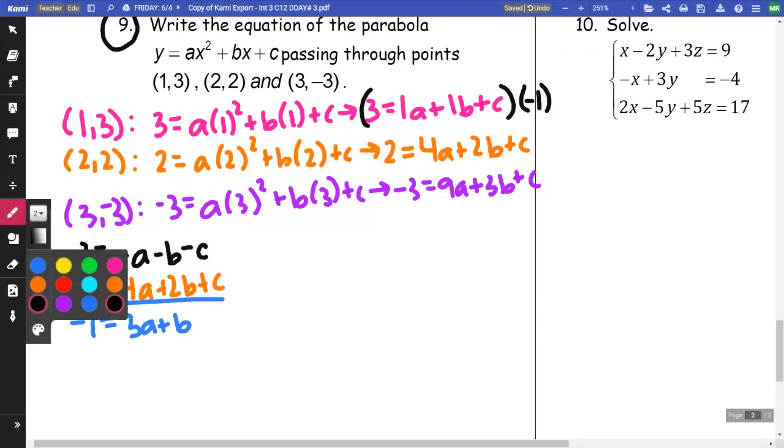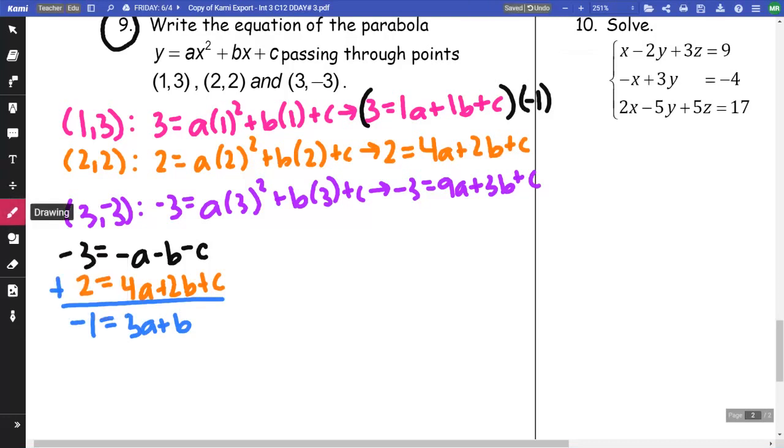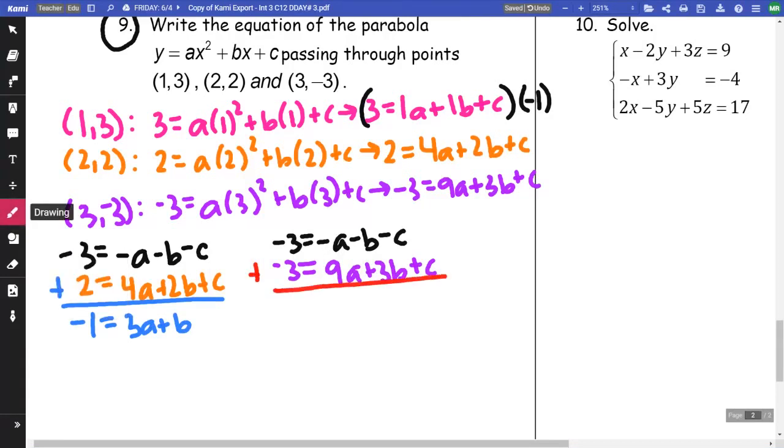I'm going to take that same pink equation I multiplied by -1, which is -3 is equal to -a minus b minus c. And I am going to use it with my purple equation. So that is going to be -3 is equal to 9a plus 3b plus c. I'm going to add these together. And I'm going to get -6 is equal to 8a plus 2b.